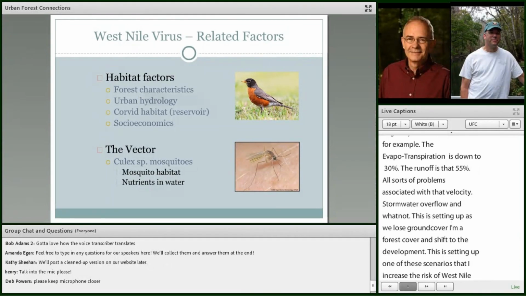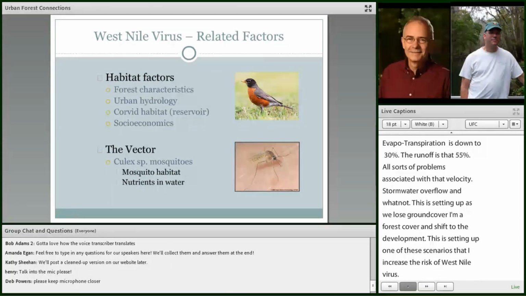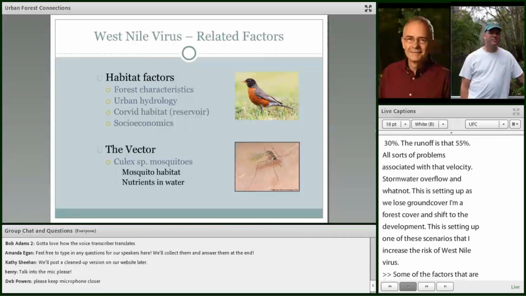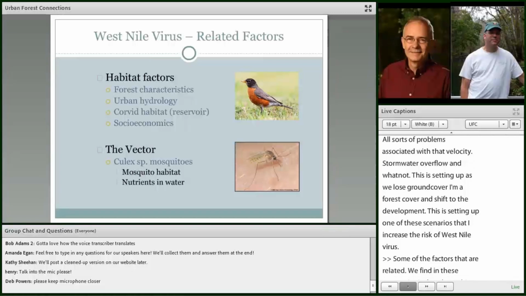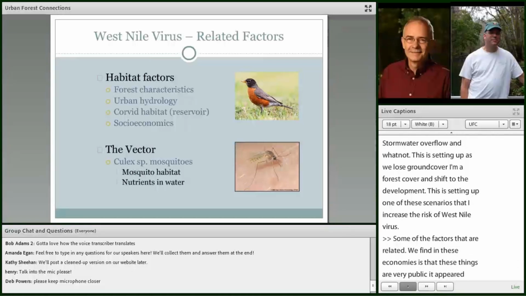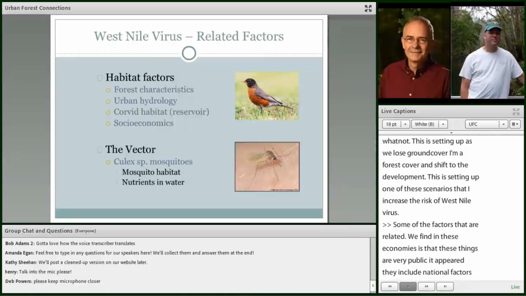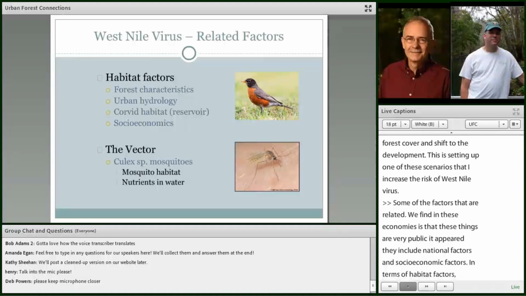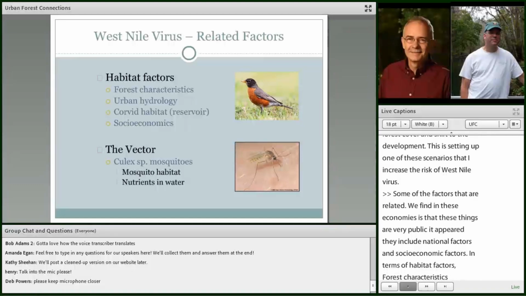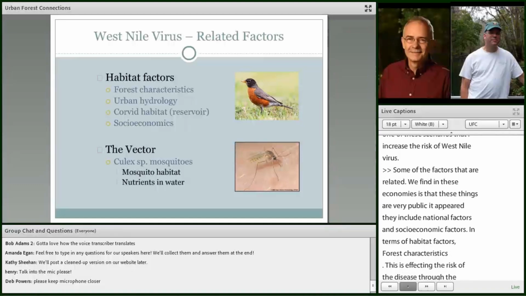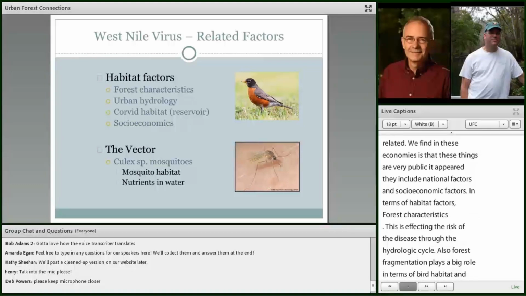Some of the factors related to West Nile, what we find in these disease ecologies is that these things are very, very complicated. They include natural factors as well as socioeconomic factors. So in terms of habitat factors, you have forest characteristics. Again, this is affecting the risk of the disease through this hydrologic cycle. Also, forest fragmentation plays a big role in terms of bird habitat and some other things. Urban hydrology I mentioned. Corvid habitat or bird habitat is a very big deal.